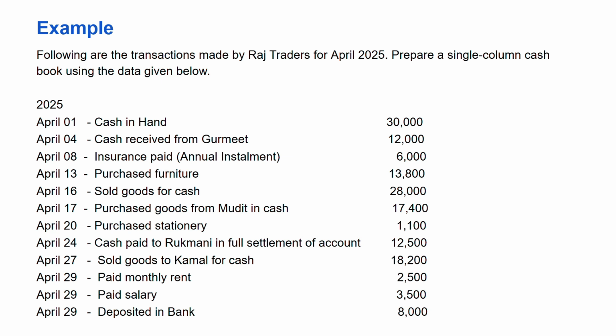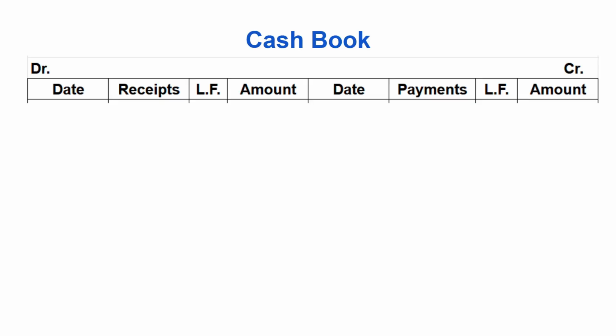Now let's record the transactions one by one. Our first transaction is April 1, cash in hand 30,000. That is, it is the opening balance. So let's see how we'll record it. This is the format: cash book, date, receipts, ledger folio, amount, debit side, and credit side, date, payments, ledger folio, and amount. Year 2025 and April 1, to balance brought down 30,000 rupees. It is the opening balance.